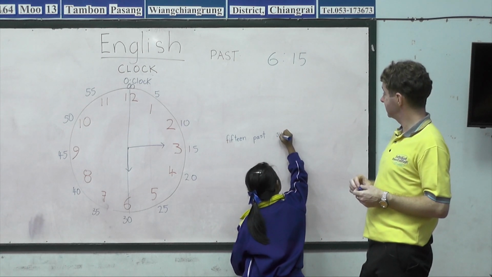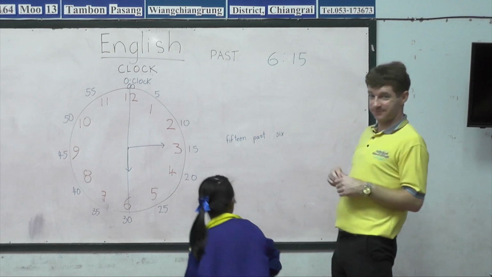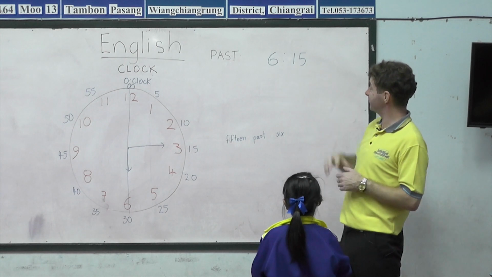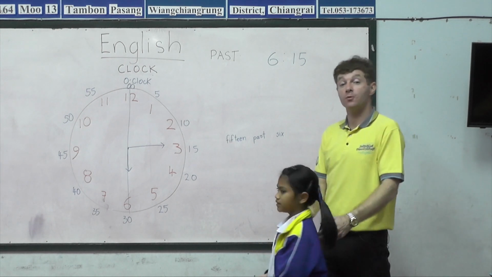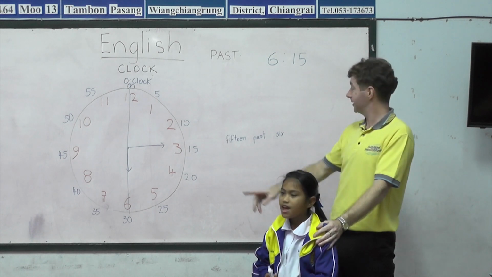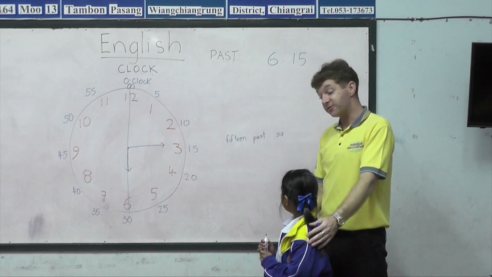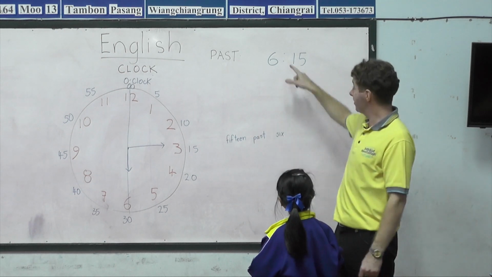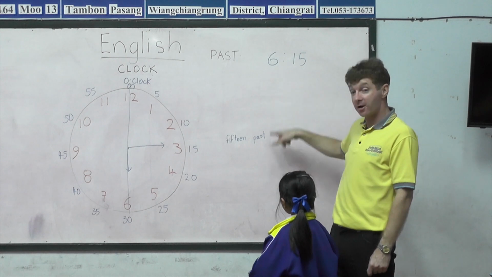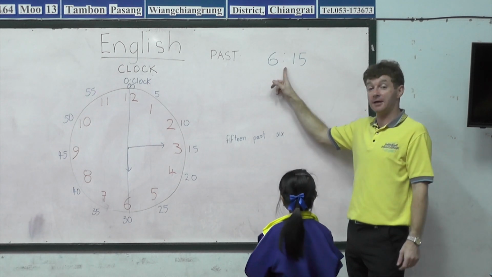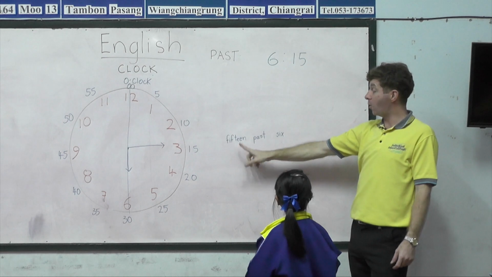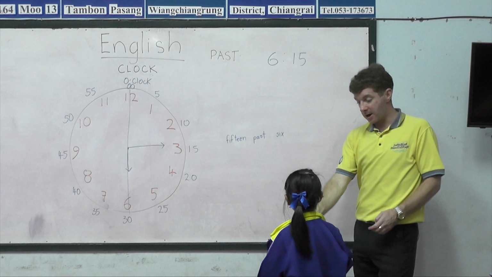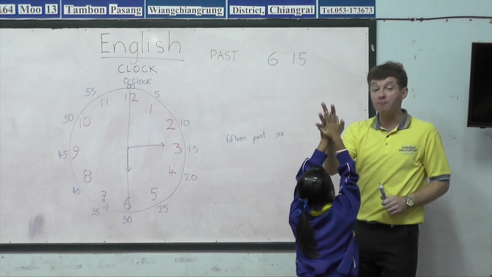Excellent. So somebody ask me the time. What time is it? The time is 6:15. Now somebody ask Pak Bung the time. What time is it? The time is 15 past 6. You see, both are the same and both are correct. 6:15 or 15 past 6. Pak Bung, excellent. High five and round of applause.